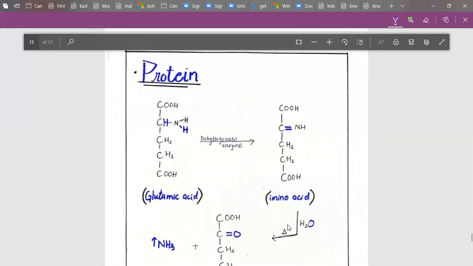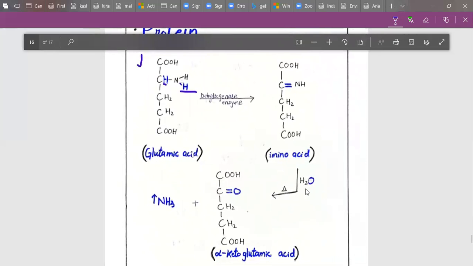Protein. Proteins are made up of amino acids. So an amino acid is the building block of protein. So we take glutamic acid, in the presence of the dehydrogenase enzyme. These enzymes have the ability to remove the hydrogen atom. These enzymes remove the hydrogen and then we get a double bond. This structure is called an imino acid.